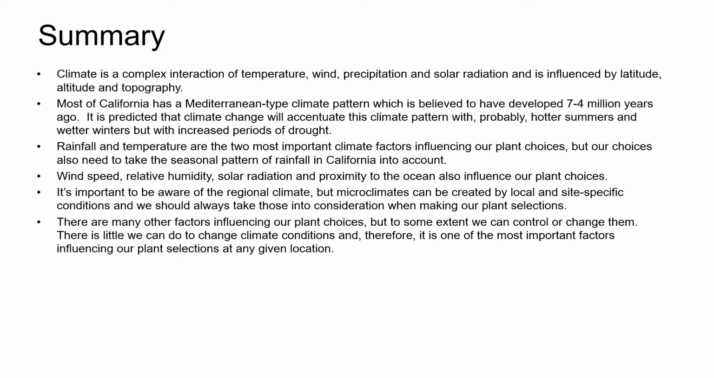Rainfall and temperature are the two most important climate factors influencing our plant selections, but our choices also need to take the seasonal pattern of rainfall in California into account. Wind speed, relative humidity, solar radiation, and proximity to the ocean also influence our plant choices. And it's important to be aware of the regional climate, but microclimates can also be created by local and site-specific conditions, and we should always take these into consideration when making our plant selections. There are many other factors influencing our plant choices, but to some extent we can control or change those. There's little we can do to change climate conditions, though, and therefore climate's one of the most important factors influencing our plant selections at any given location.